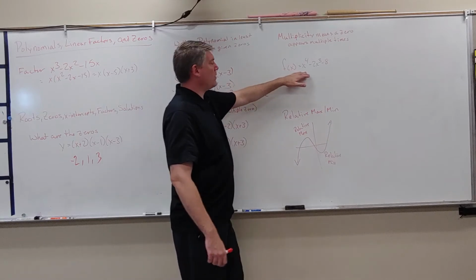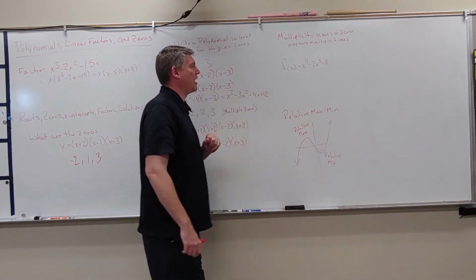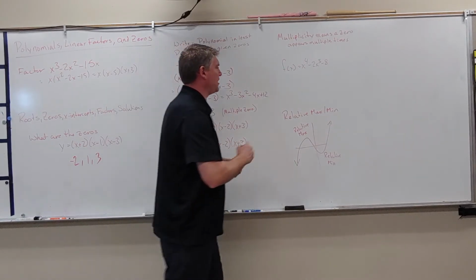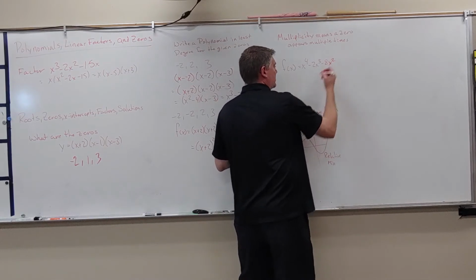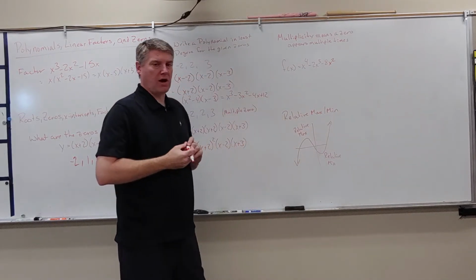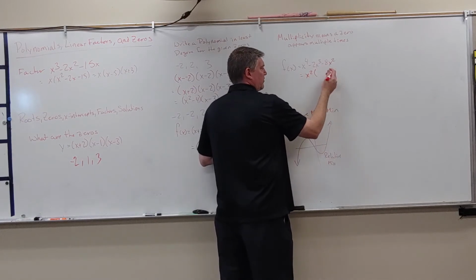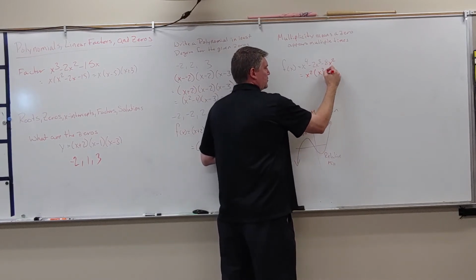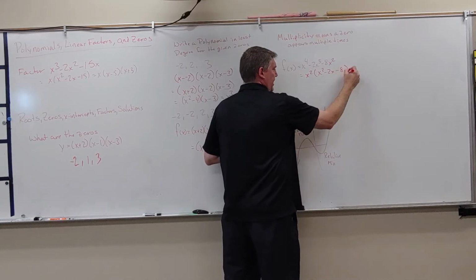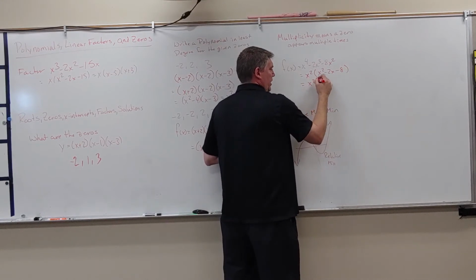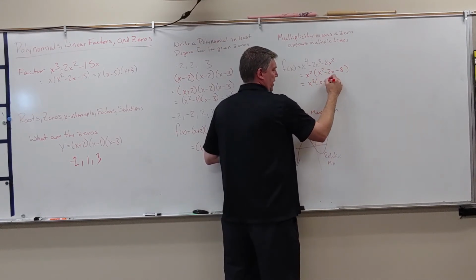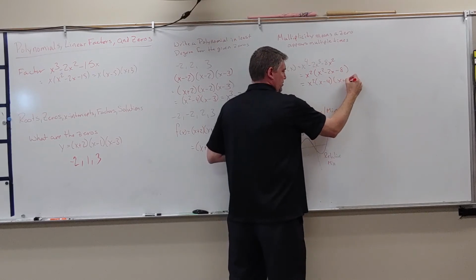Here, we want to see if there's any multiplicity. This is supposed to be x squared. I notice there's an x squared in all of them, so I'm going to factor that out. x squared times x squared minus 2x minus 8. This gives me x squared times x minus 4 times x plus 2.